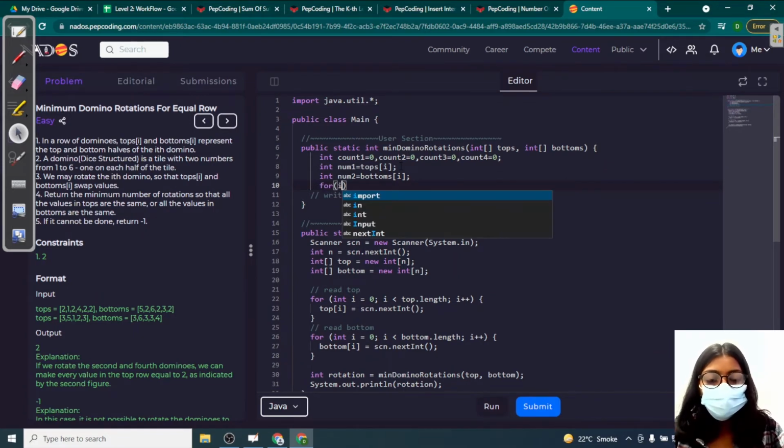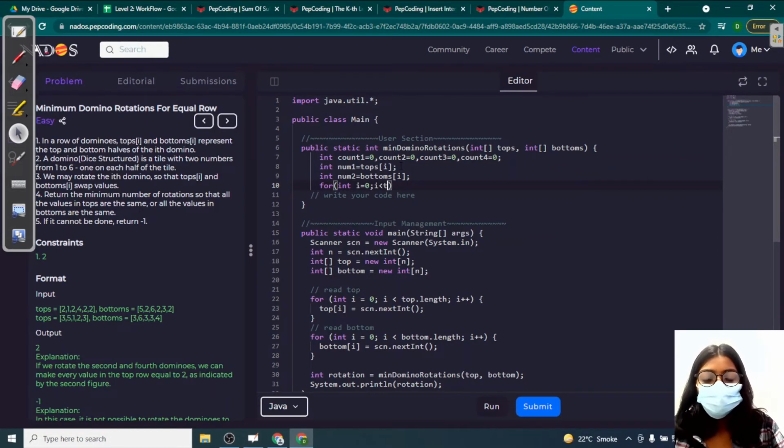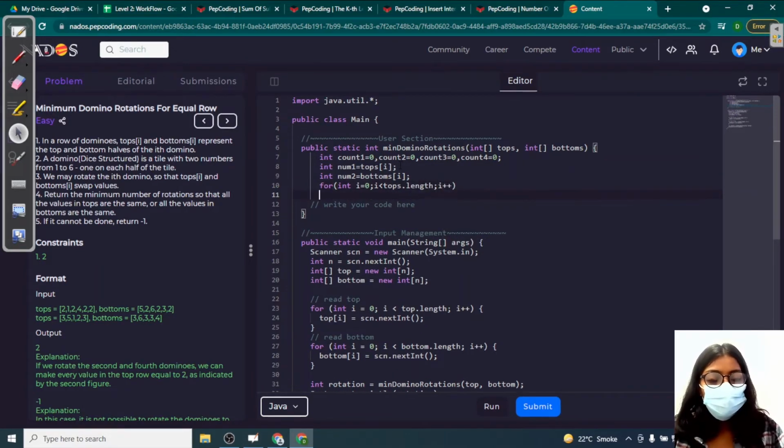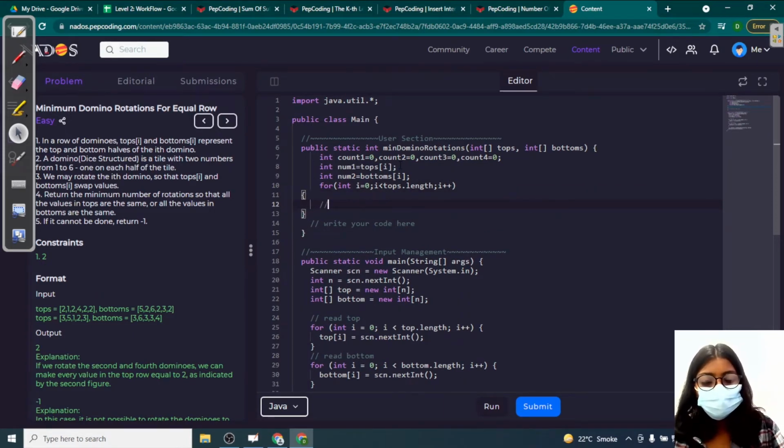Now I will run a for loop. I will traverse for all the indexes, that is my number of dominoes. Alright. So it can be till tops dot length or it can be till bottoms dot length, because both the sides are equal. I am going to check here for, first of all, count 1, that is the number of rotations. Count 1 is equal to number of rotations to make top half containing number 1.